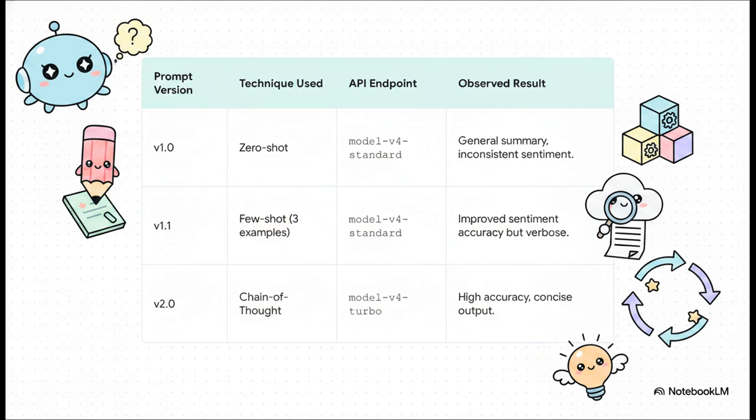You can literally see the evolution here. Version 1, a zero-shot prompt, gives the AI no examples, and the results are kind of shaky. Then, version 1.1 uses a few-shot technique, giving it a few examples, and the accuracy gets better, but the output's a little long. Finally, version 2.0 uses a chain-of-thought prompt, which helps the model reason through the problem. And boom! High accuracy, concise output. You're documenting every step, tracking what works, and proving your approach.